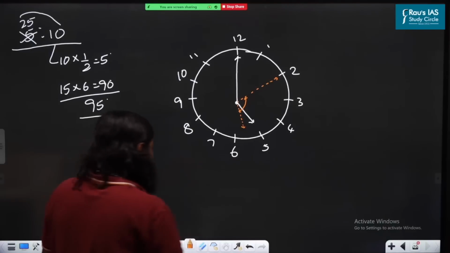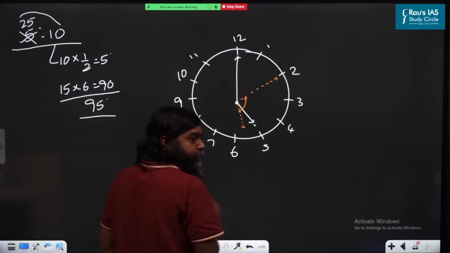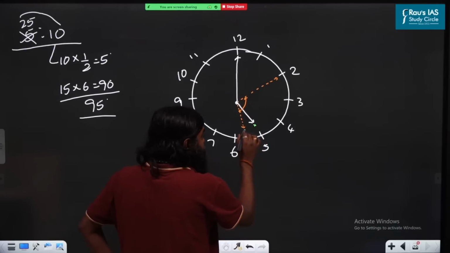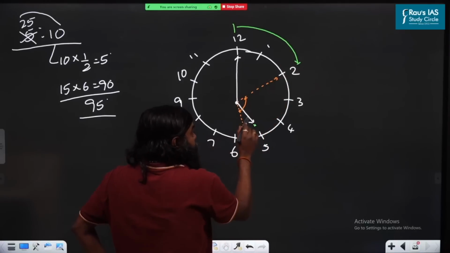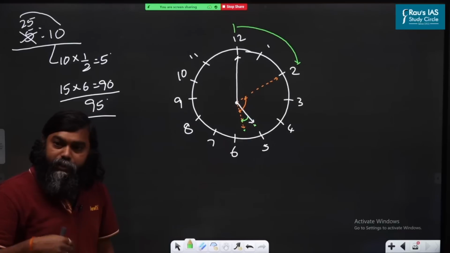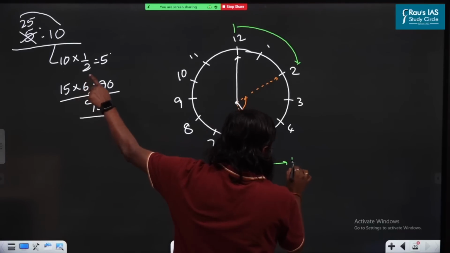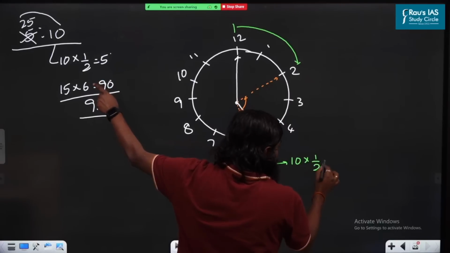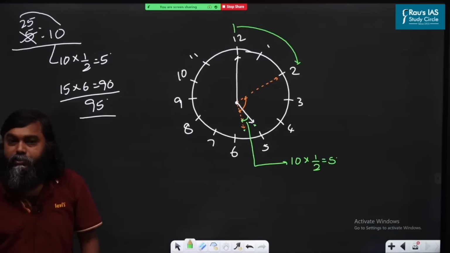At 5 o'clock, where is our hour hand? At 5 o'clock, our hand is at 5. At 5:10, our hand is here. That means in 10 minutes, our hand moves from here to here. In 1 minute, our hand travels half a degree. In 10 minutes, 10 into half degree. You see that? That means this gap is 5 degrees. Do you understand? Not understand?